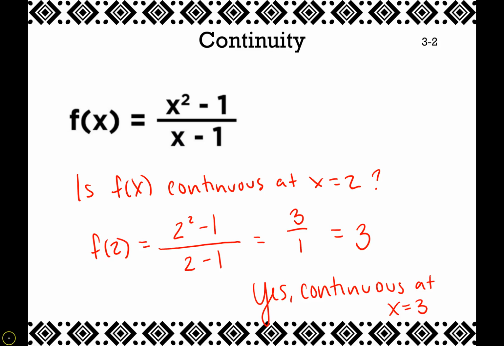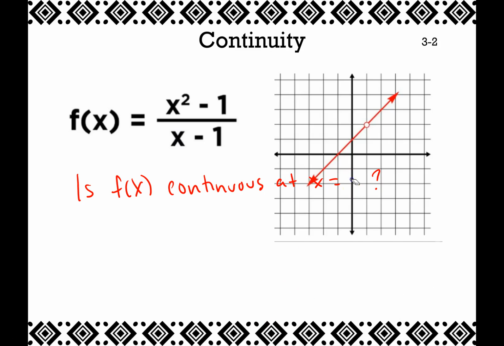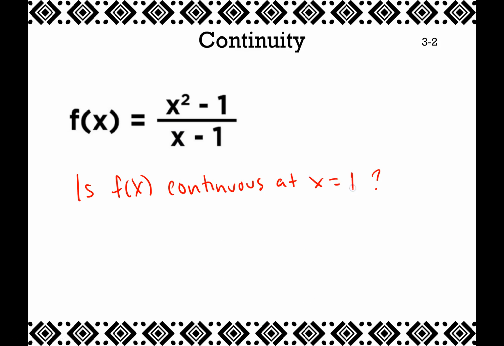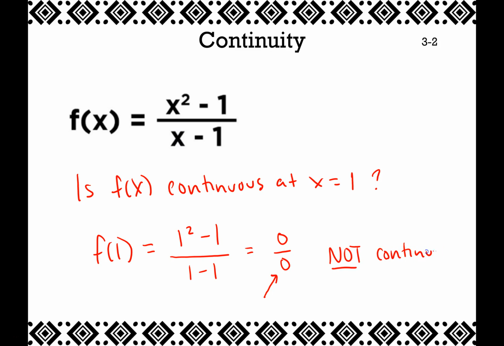Let's try a different problem. Let's try x equals 1. Oopsie. X equals 1. Well, let's plug it in. So we get f of 1 is equal to 1 squared minus 1 over 1 minus 1, which is equal to 0 over 0. That's a problem, right? We can't have a 0 in our denominator, so this function is not continuous. And the reason why is there is no function value at x equals 1. And that would be a great answer. I would totally accept that.